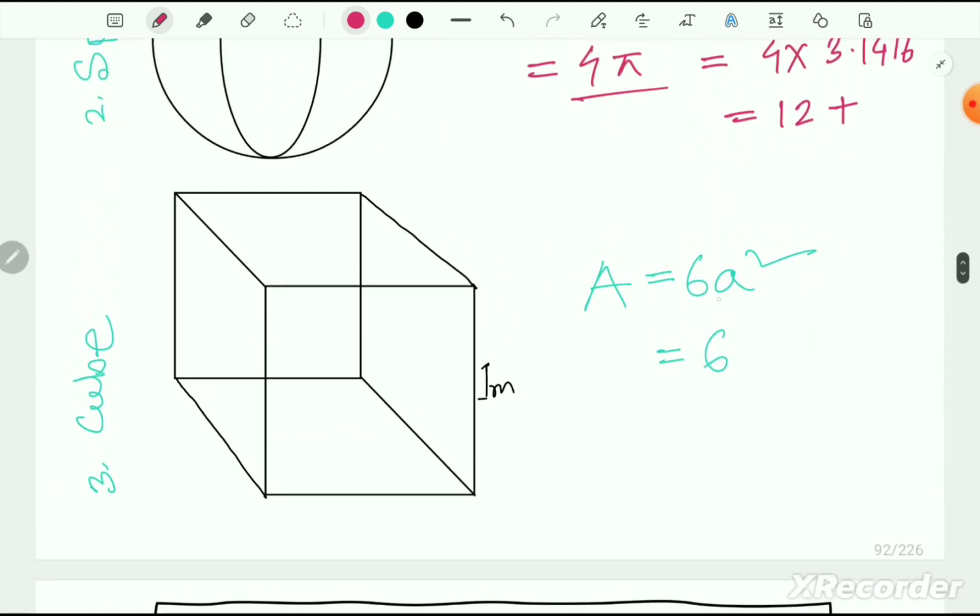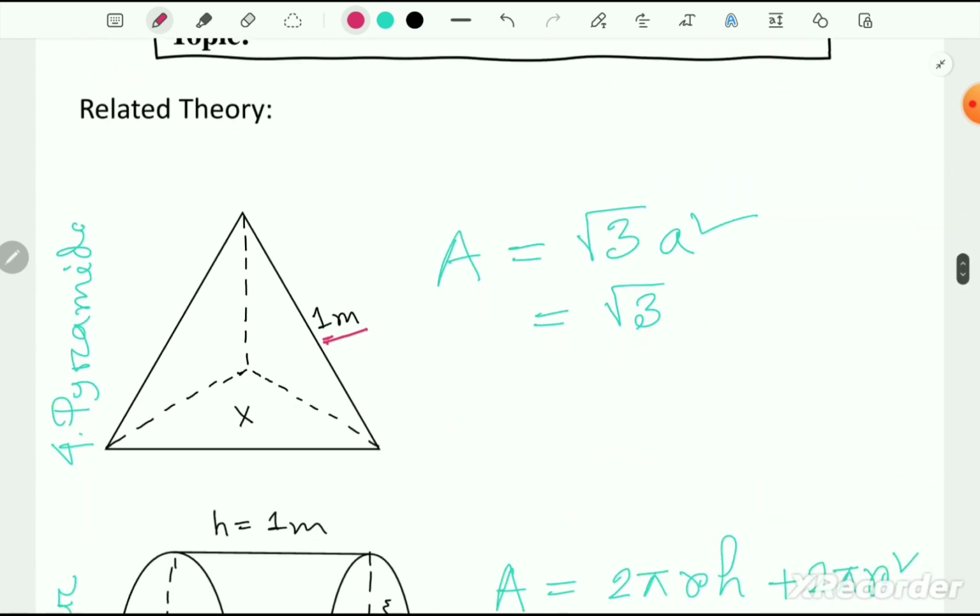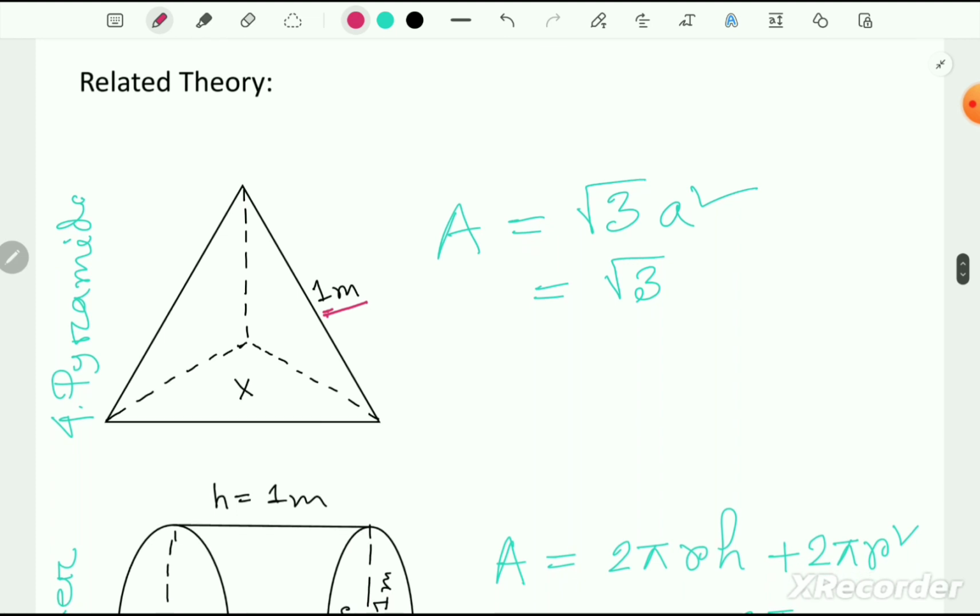This is the cube. A has a side length of 1 meter, so it becomes 6 meter square, the answer. Next is pyramids. This pyramid is a tetrahedron, that means 4 sides you can consider, and also another side here, and all these triangles have a side length of 1 meter. So we can use this equation to find out the surface area of a pyramid, root 3 a square.